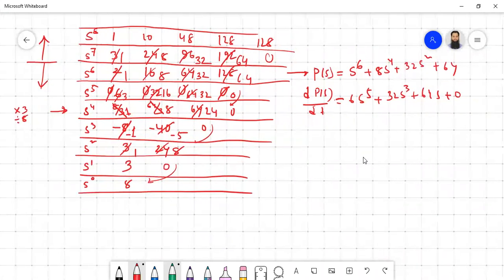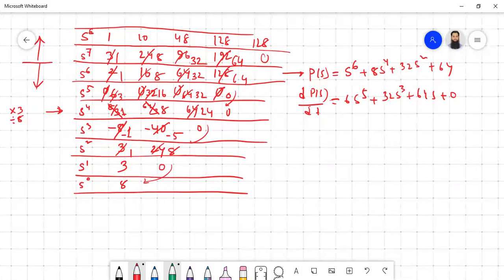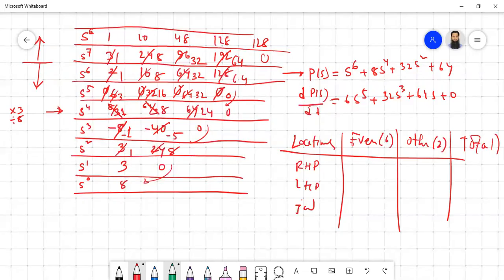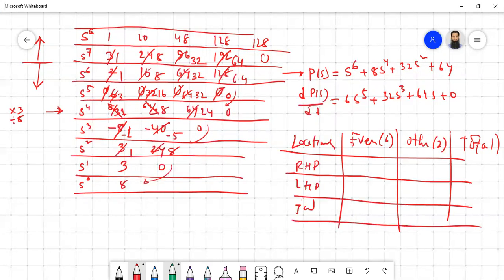Okay. So let us find out the scenario. So again, locations: right of plane, left of plane, imaginary axis. And then you have even polynomial, odd polynomial, and total. So in the even polynomial, you have 6 poles, in the odd, you have 2 poles. Okay. So now let us try to find out.